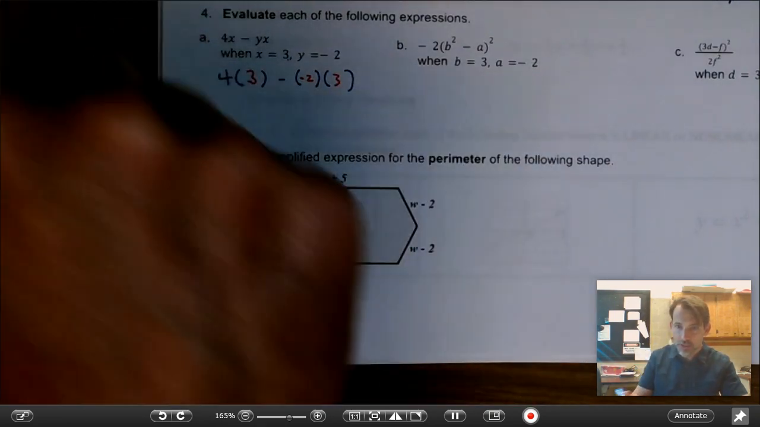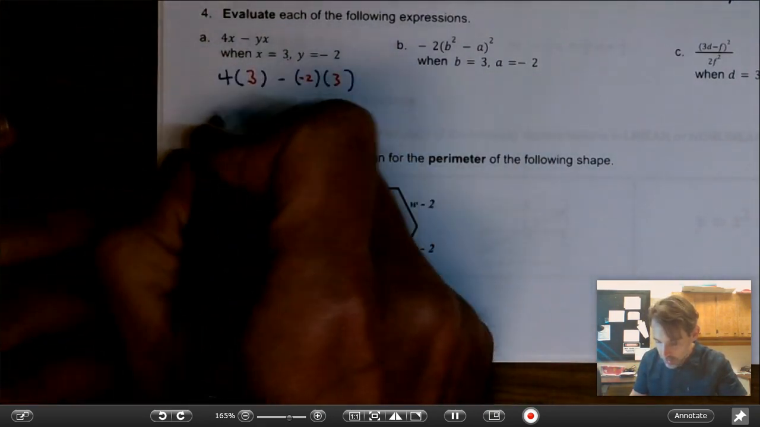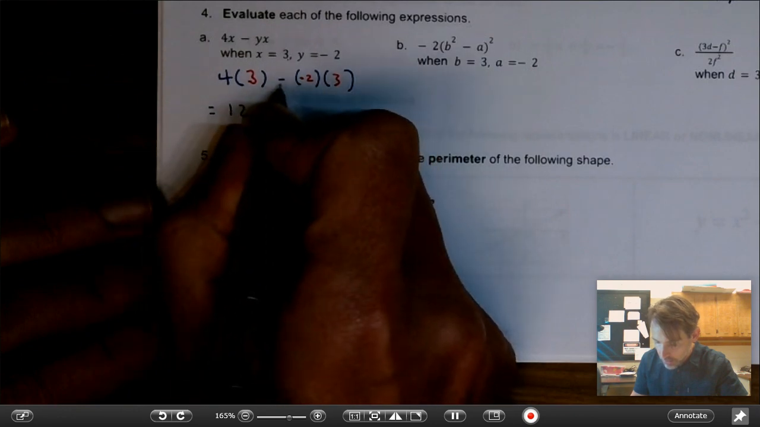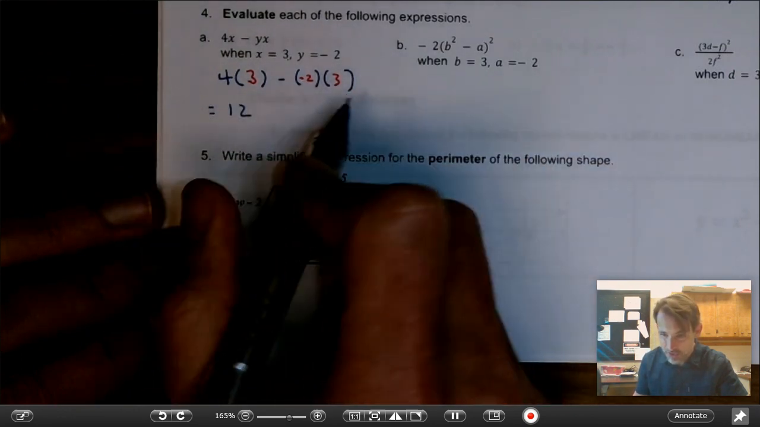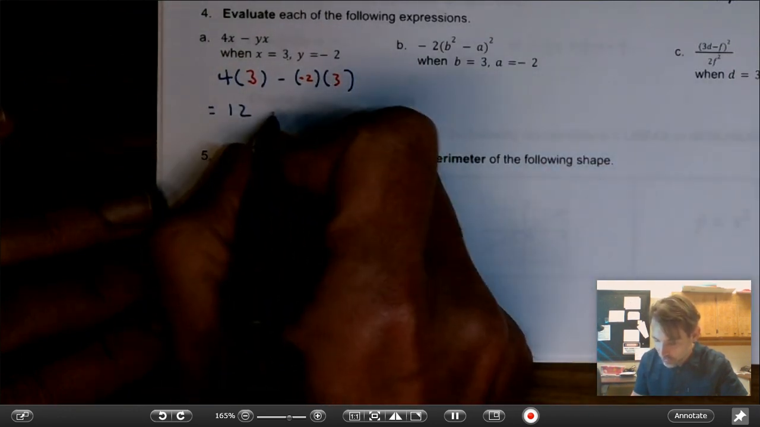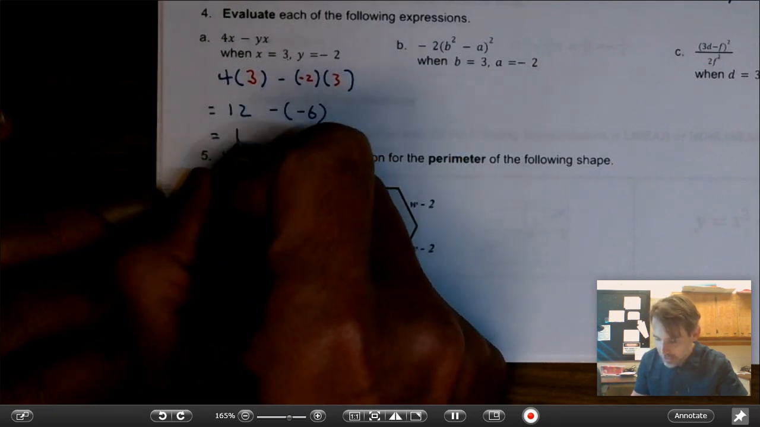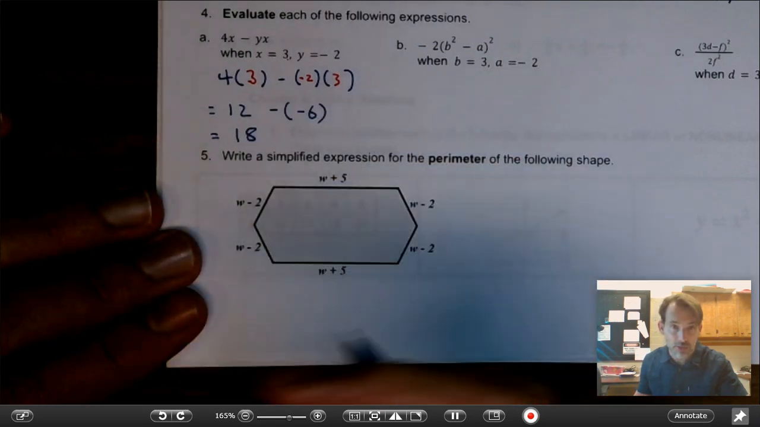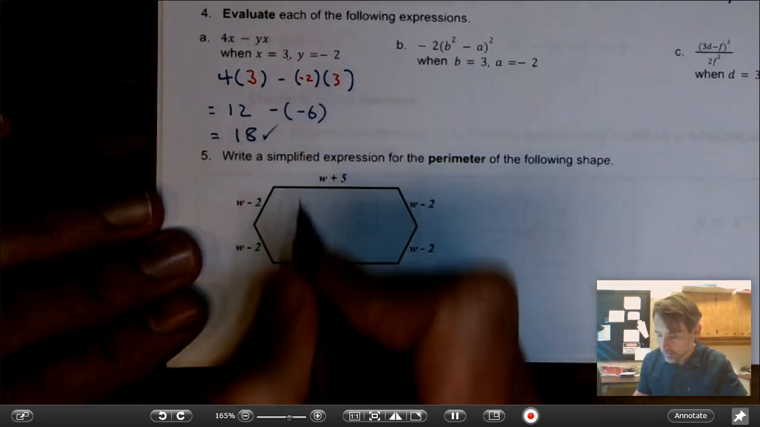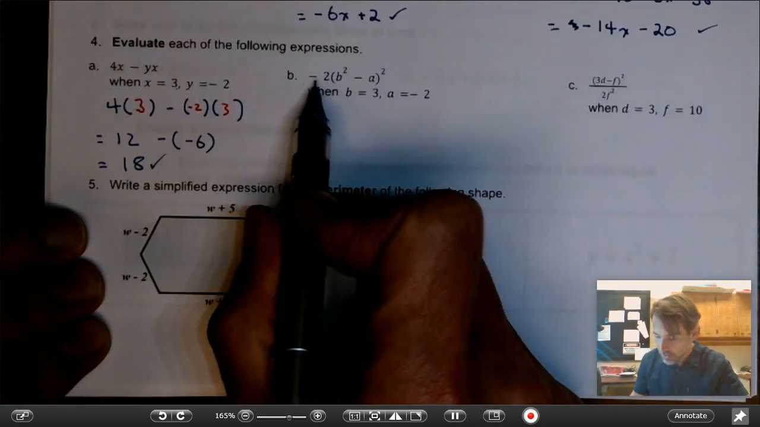Now we do this like a BEDMAS problem. 4 times 3 is 12. Negative 2, well, let's just do this. Negative 2 times 3 is negative 6, so I'm going to be minus negative 6, and this is 18. 12 minus minus 6 is 12 plus 6 is 18. Done, final answer.